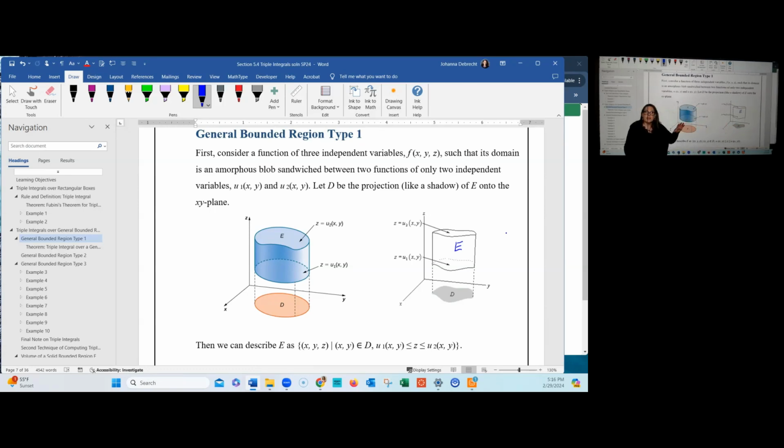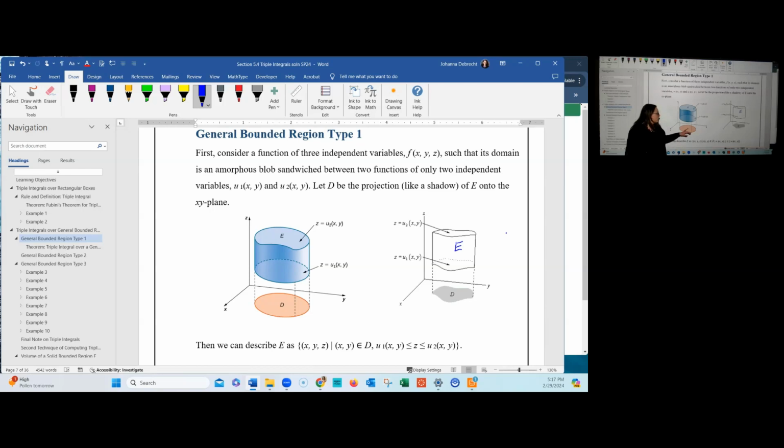So we have a four-dimensional situation. We have a function of three independent variables, x, y, and z, and we want to integrate across a blob in three-dimensional space. So our domain is E. That's what we're going to integrate over. But E itself casts a shadow into a plane. Type 1 casts a shadow into the XY plane, which you might expect is probably our favorite.